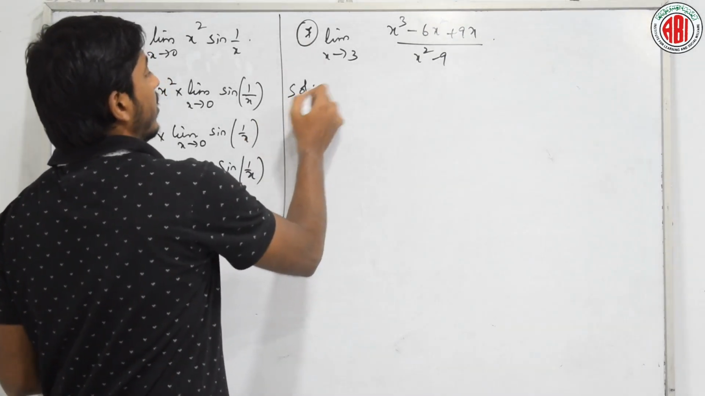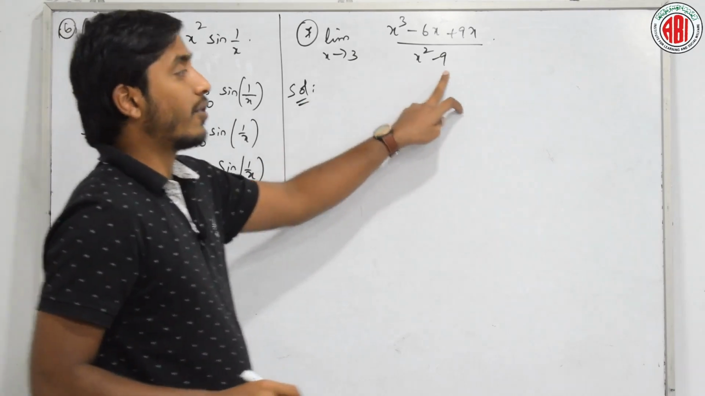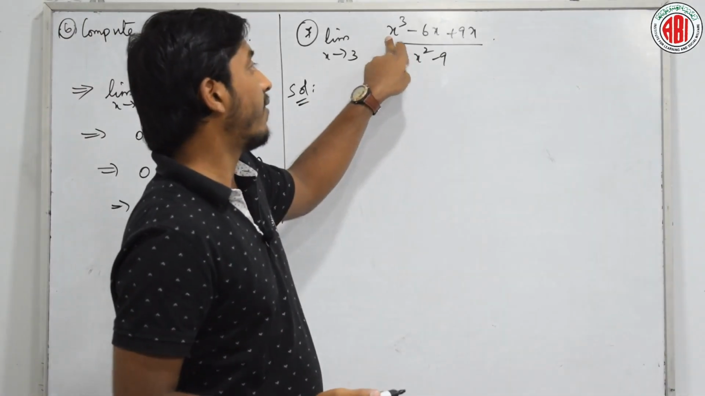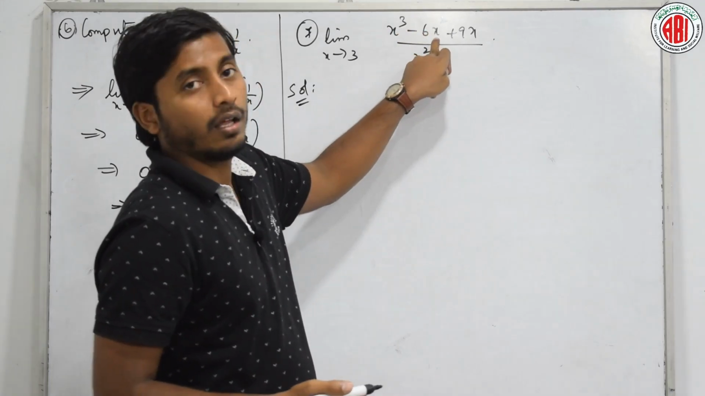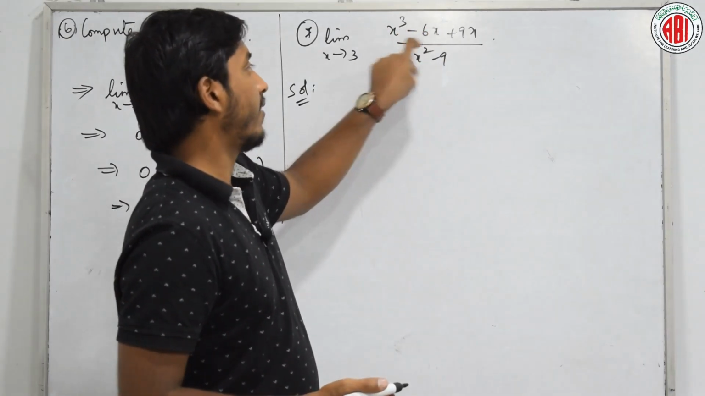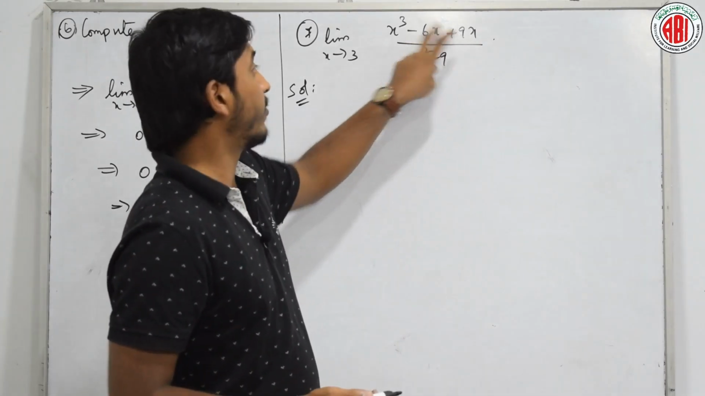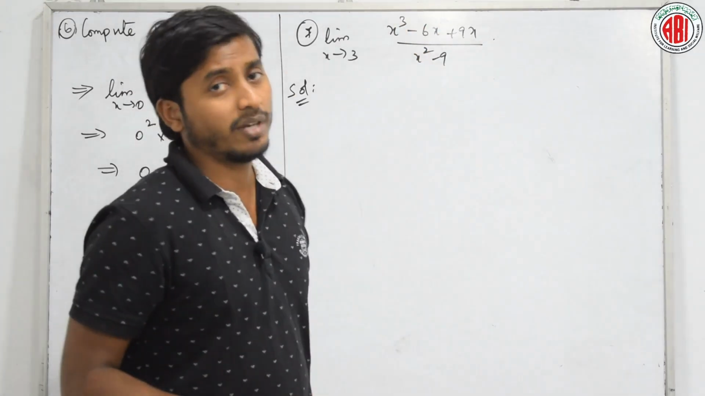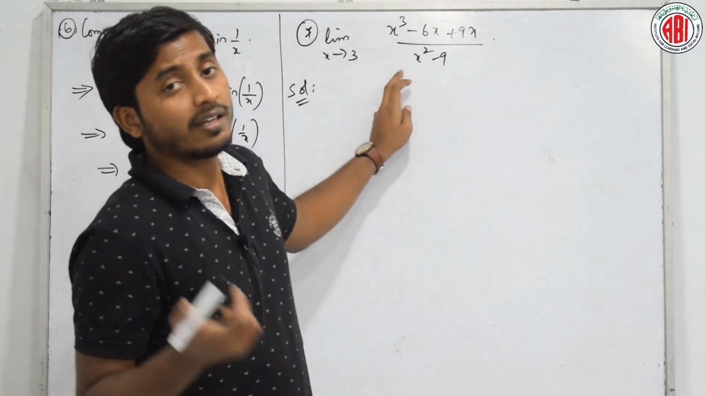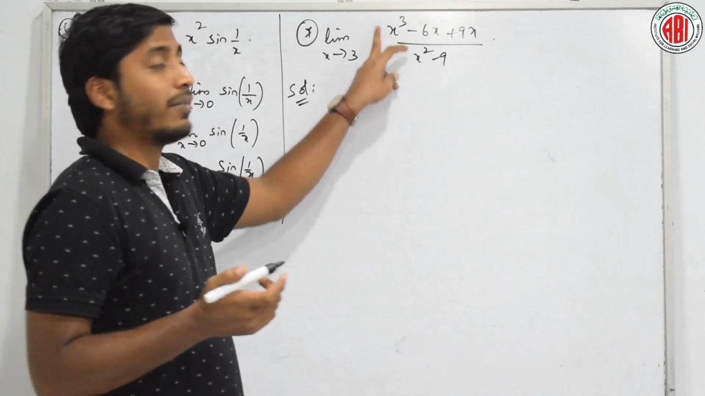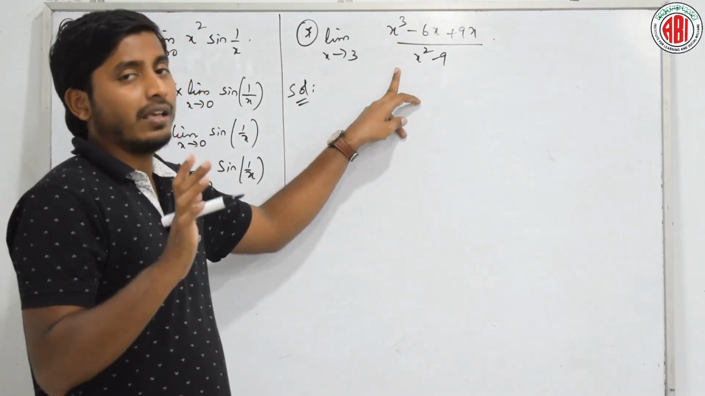That is here again 3 square minus 9, again 9 minus 9. Here 27 minus 6 into 9. Okay, let us check here. 27 plus 27, 54. Here 6 into 9 is again 54. 54 minus 54, again the numerator also becoming 0. 0 by 0, again it is an indeterminate form, right? Then how to simplify? The only way is factorization.